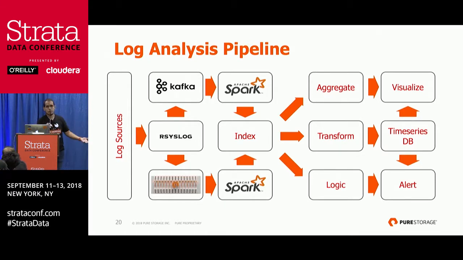Spark, again, is the same code that runs on the Spark streaming side as well as on the Spark batch side. It's very simple. The only thing that changes is where the data is coming from. Is it coming from Kafka, or is it coming from FlashArray, which is just a file system?